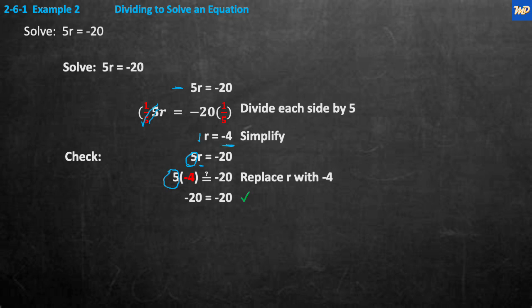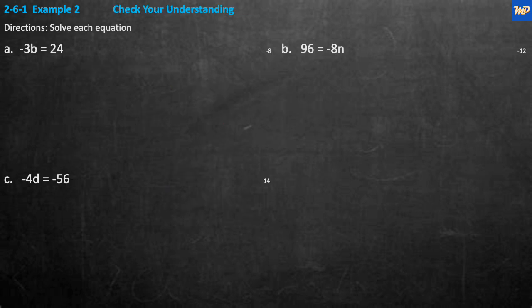So 5 times negative 4, is that equal to negative 20? After we replace the r with negative 4, we see that 5 times negative 4 is negative 20. And we started with negative 20. So as it shows, check mark. It's the correct answer.